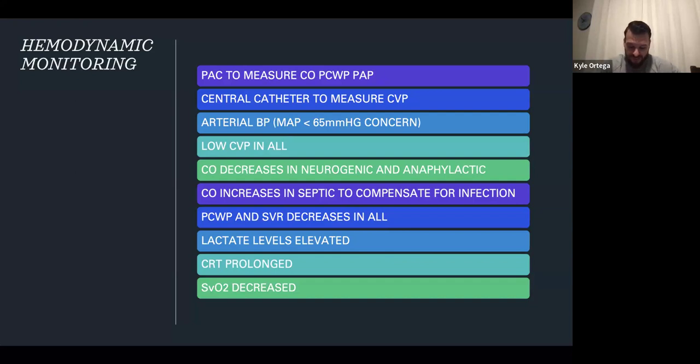The lactate level is going to be elevated, which is really bad. Capillary refill time is going to be prolonged just because of that impaired perfusion, impaired oxygenation of the tissues. And then the mixed venous oxygen saturation can be decreased as well.